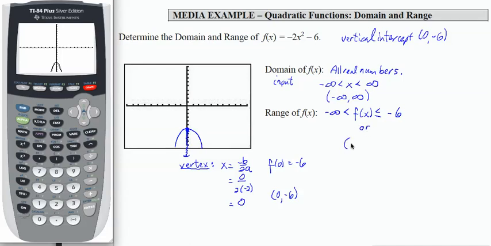I can also take that and write it using interval notation this way. So if your parabola opens down, then your maximum range value is going to be the y value of your vertex. If your parabola opens up, then the minimum value of your range is going to be the y coordinate of your vertex.